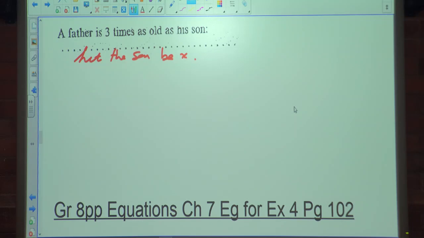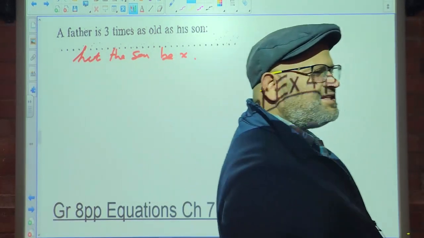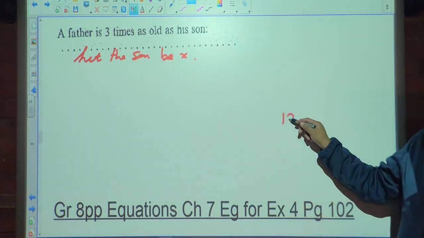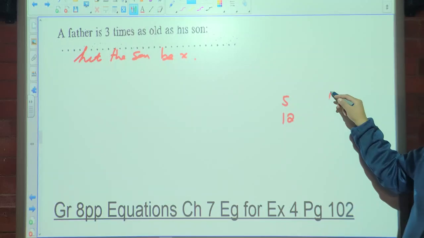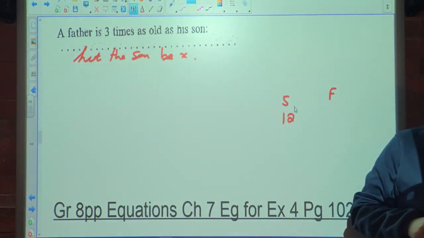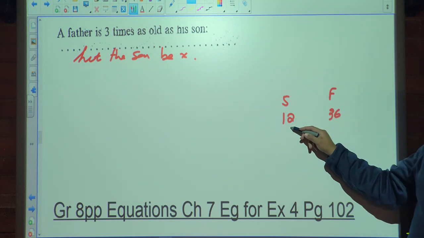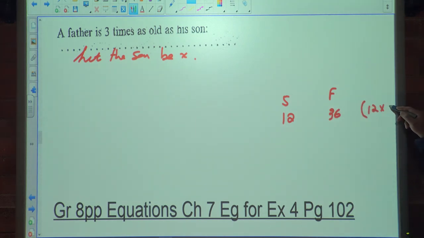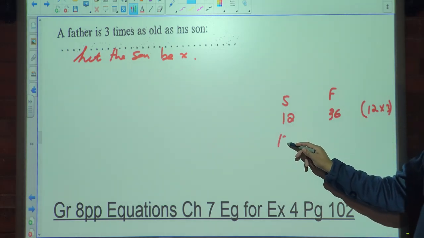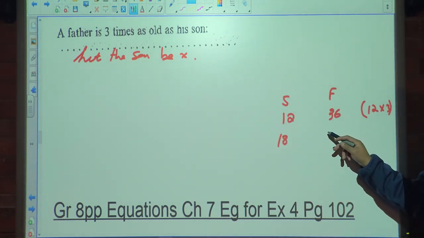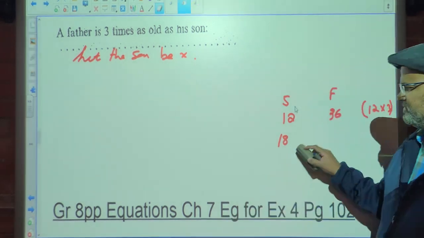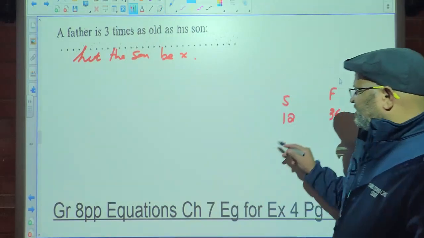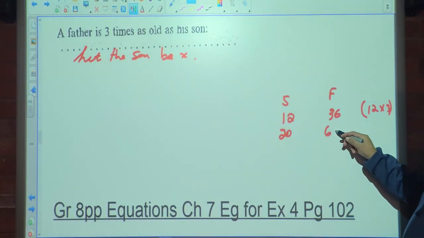X plus 3, she says. Okay. So say for instance the son is 12 years old. Then how old is the father? The son is 12. How old is the father? Yeah? 36. How did you get from 12 to 36? So you said 12 times 3. If the son is 18, how old is the father? Okay, that's big, no? Let's make it 18, you guys don't know 18 times 3. Let's make it 20. If the son is 20, how old is the father? 60. How do we get that?